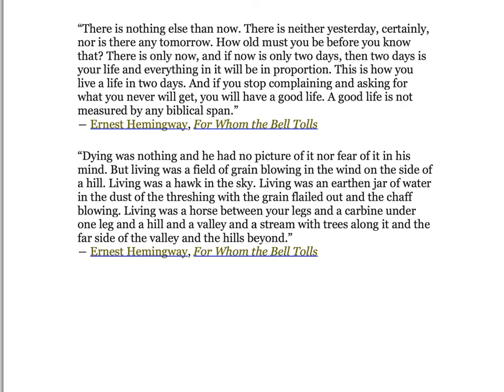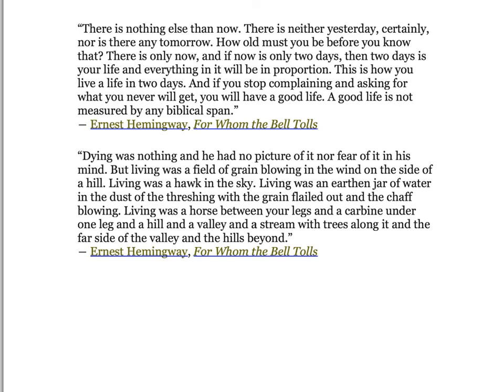There's nothing else than now, he argues. There's neither yesterday, nor is there any tomorrow. How old must you be before you know that? There is only now, and if now is only 2 days, then 2 days is your life, and everything in it will be in proportion. This is how you live a life in 2 days. And if you stop complaining and asking for what you will never get, you will have a good life, and a good life is not measured by any biblical span, as we talked about earlier. Dying was nothing, and he had no picture of it, nor fear of it in his mind.